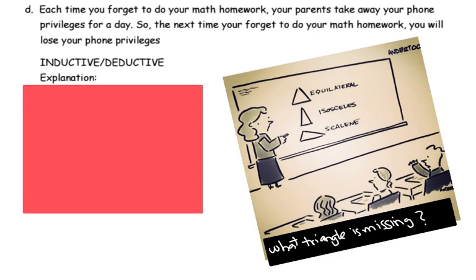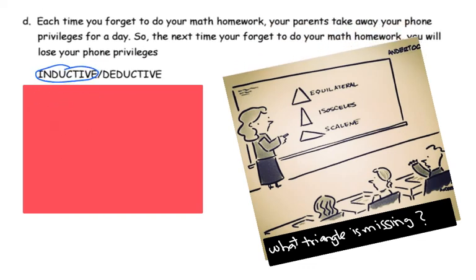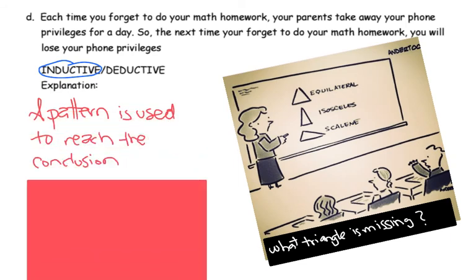Next example. Each time you forget to do your math homework, your parents take away your phone privileges for a day. So the next time you forget to do your math homework, you will lose your phone privileges. Hopefully you recognize that this is inductive reasoning, okay? Our explanation: there seems to be a pattern being used here to reach that conclusion, right? Every single time you forget to do your math homework, your parents take away your phone. So you should know that if I don't do my math homework, my parents are taking away my phone privileges. Notice that's a pattern that's being used, so that has to be inductive reasoning.